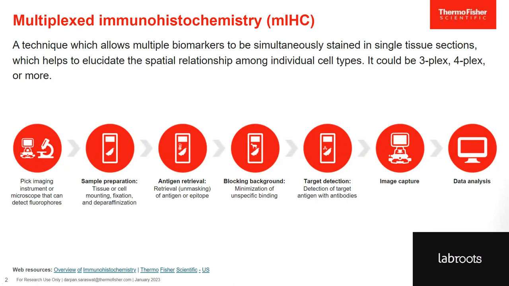Whether you are doing an immunohistochemistry experiment as a singleplex or a multiplex experiment, the first three steps, sample preparation, antigen retrieval, and blocking background, are the same. The main difference comes at the fourth step, which is target detection. Here you should be very careful in choosing the primary antibody, secondary antibody, dye, and potential amplification methods. Finally, the sample is mounted with an appropriate mounting media and analyzed on a microscope with the appropriate imaging software.